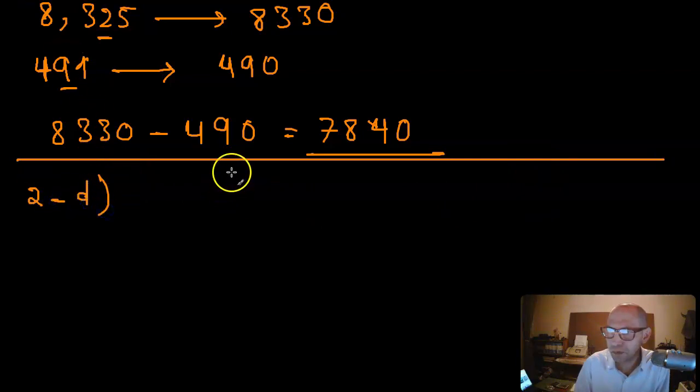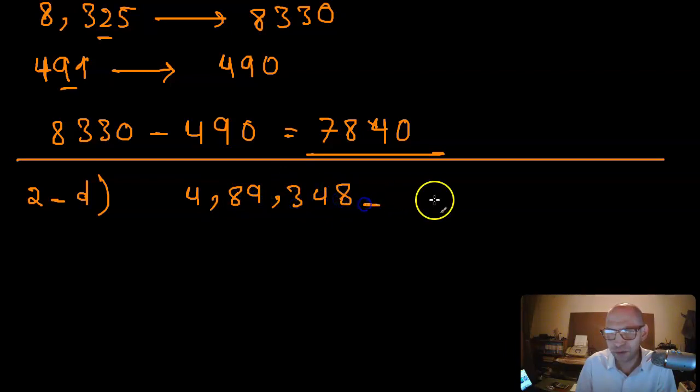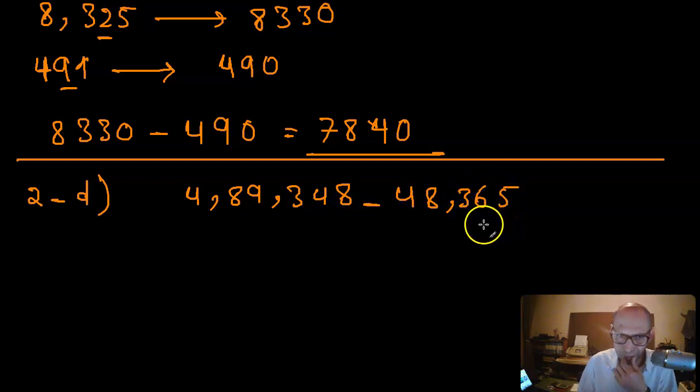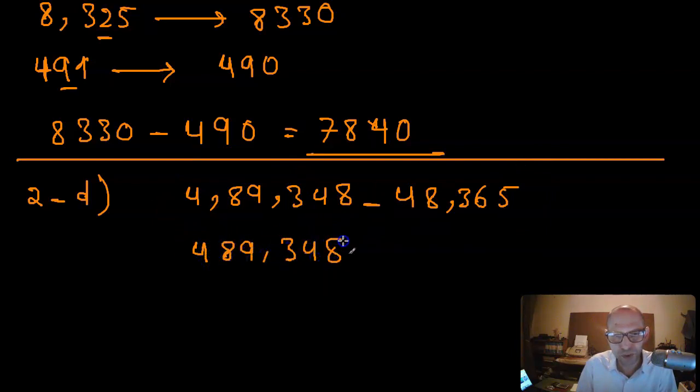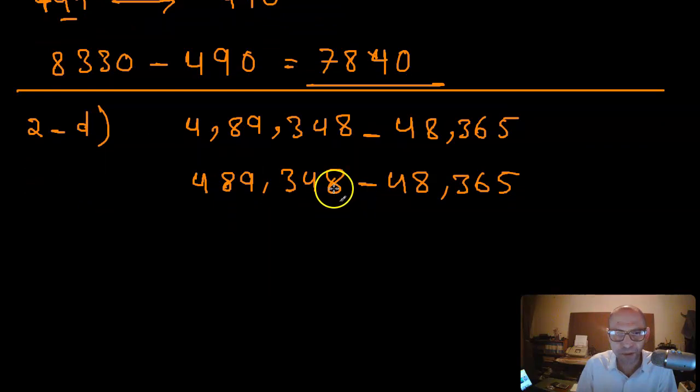Now part D of this question is 489,348 minus 48,365. Okay. Now this is again just the same calculation. You can write it as 489,348 minus 48,365. Right. Or essentially, instead of saying 489,000, you can say 489,000. It's essentially the same thing. I'm going to go with this variation.